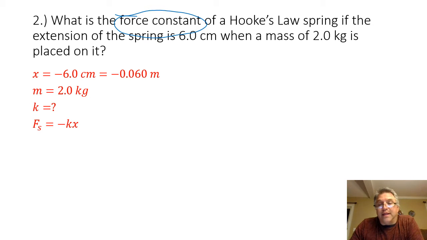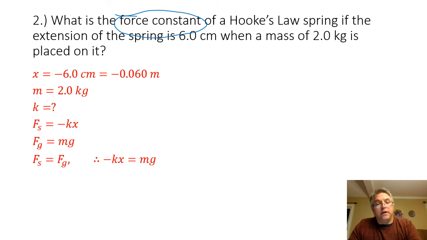Just like the last problem, I know that in Hooke's law, when it's hung vertical, the force acting on the spring is going to be equal to the force of gravity. And my force of gravity is equal to mass times gravitational acceleration. So if the spring force is equal to the gravitational force, then I can replace the spring force with mass times gravitational acceleration.